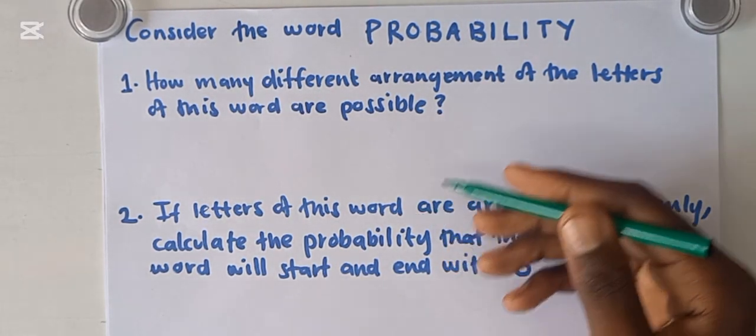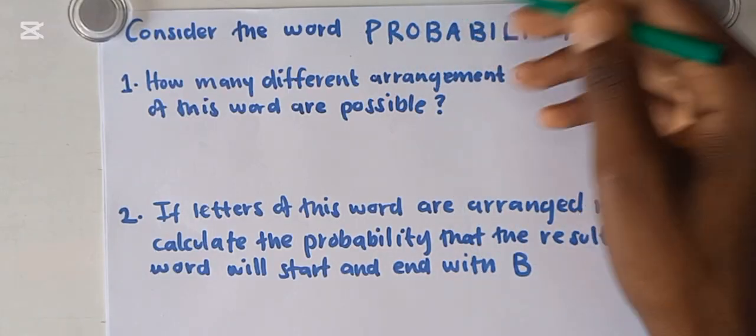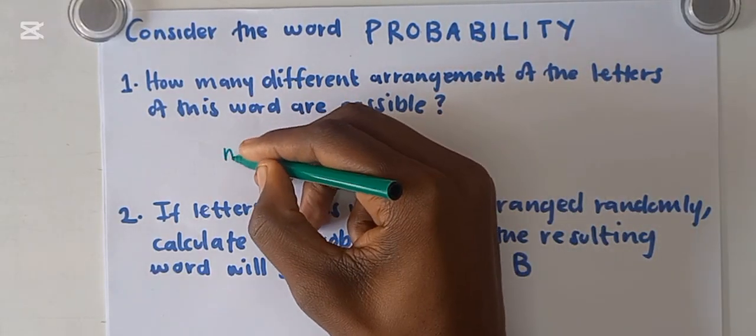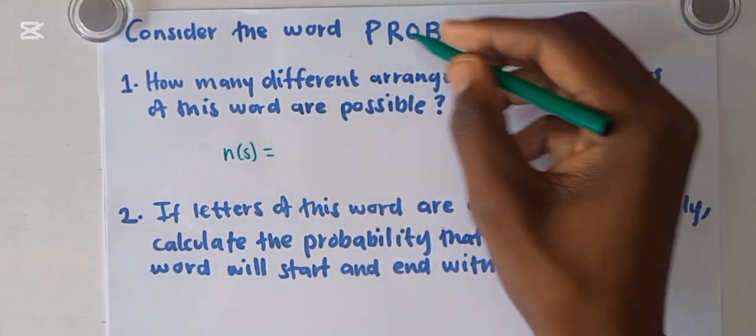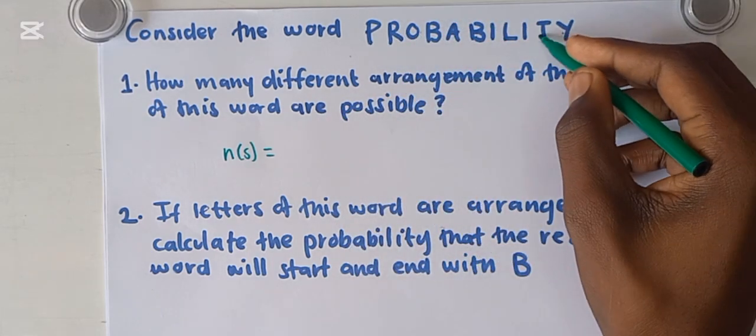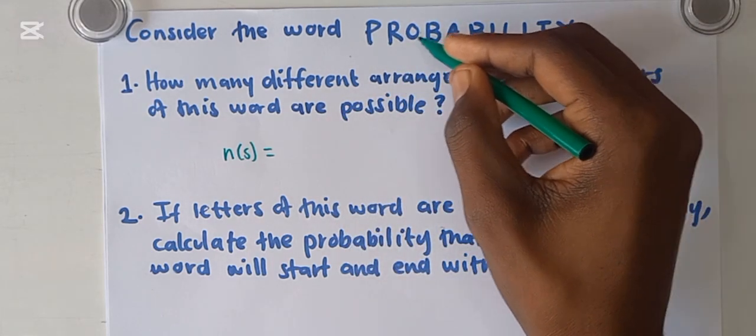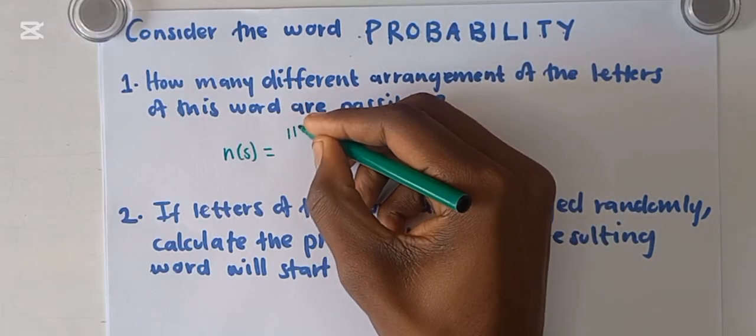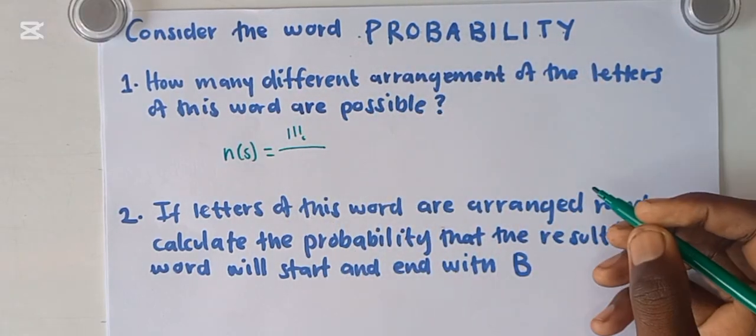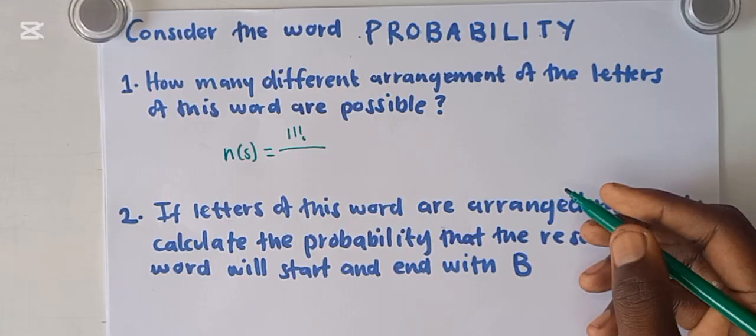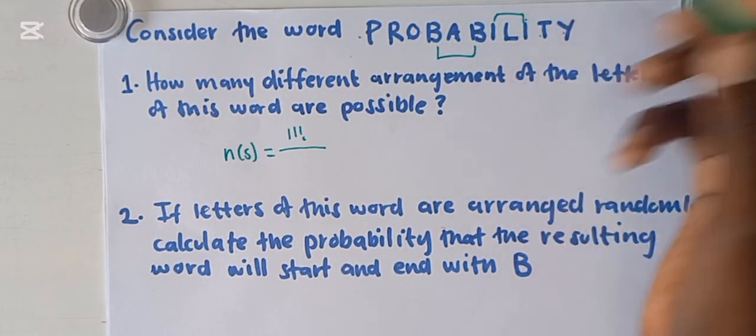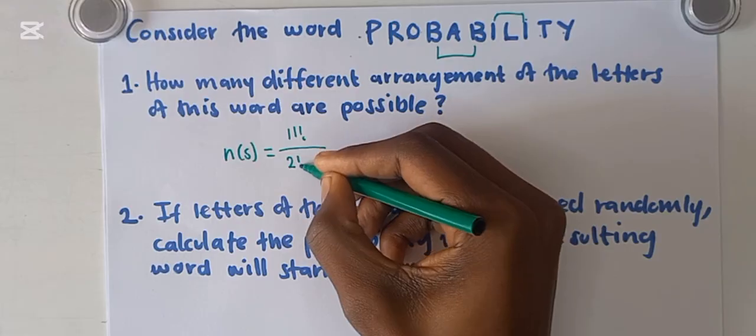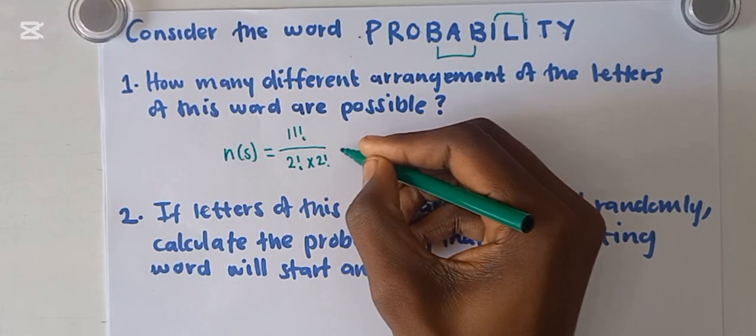To get the number of words that can be formed from the word probability, the number of words is going to be equal to what? We count how many letters we have: 1, 2, 3, 4, 5, 6, 7, 8, 9, 10, 11, which is 11 factorial, divided by the number of letters that repeat. How many letters repeat here? We have B, and we also have I, and that's all. We're just going to divide by 2 factorial multiplied by 2 factorial.